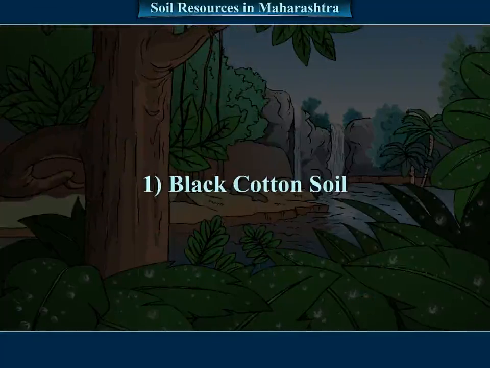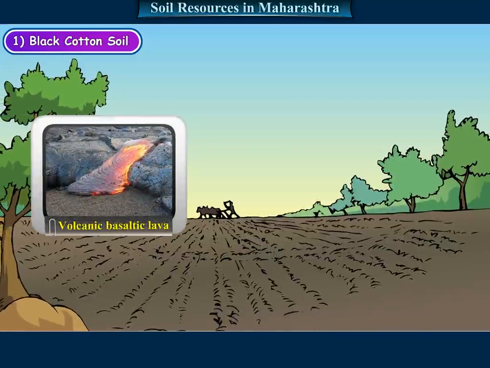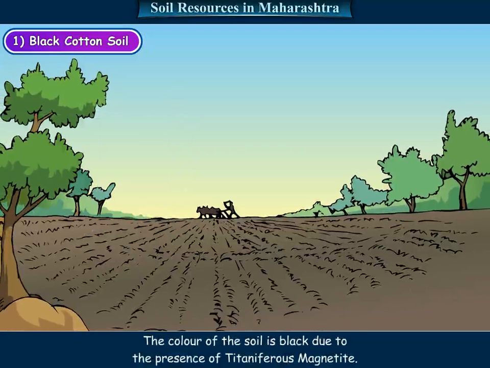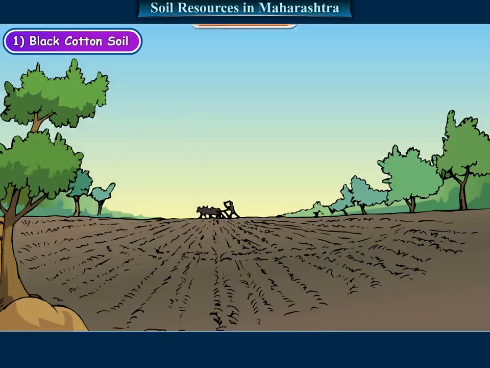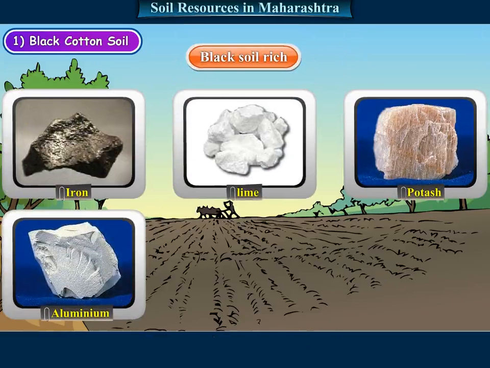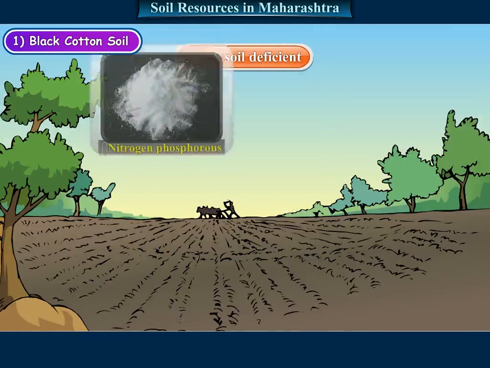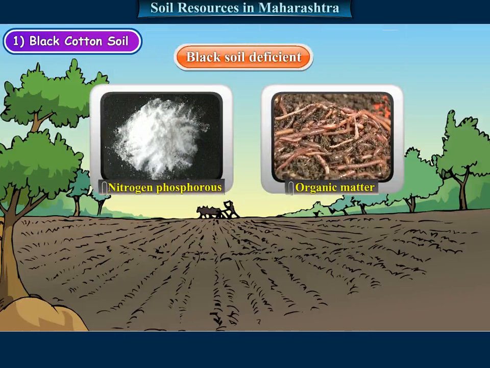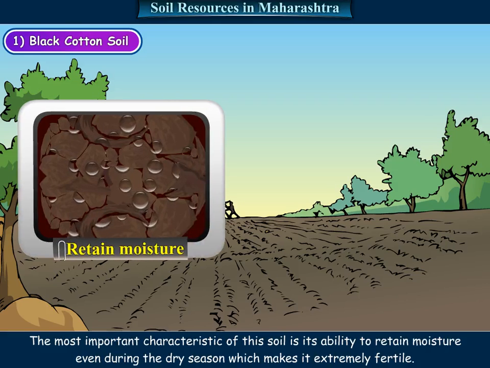1. Black cotton soil. The black soil is formed by disintegration of volcanic basaltic lava. The color of the soil is black due to the presence of titaniferous magnetite. Black soil is generally rich in iron, lime, potash, aluminium, calcium, and magnesium carbonates, but it is deficient in nitrogen, phosphorus, and organic matter. The most important characteristic of this soil is its ability to retain moisture even during the dry season, which makes it extremely fertile.